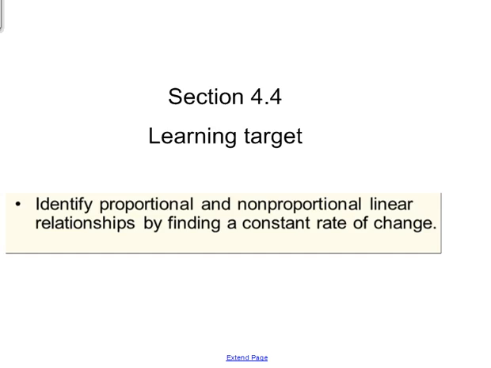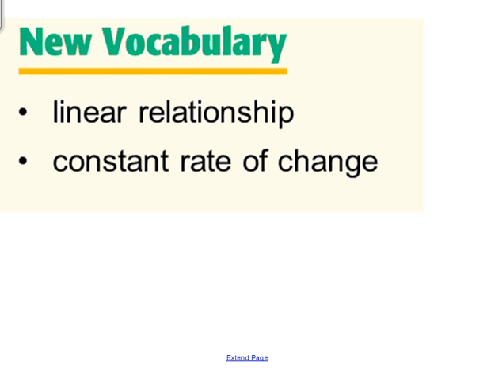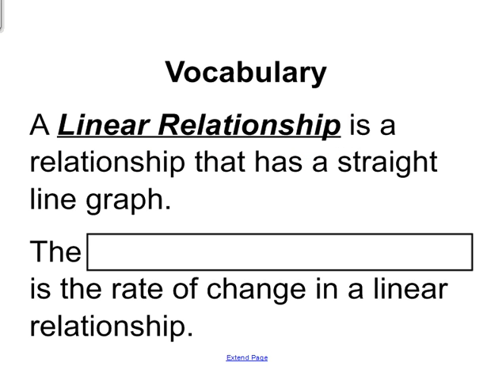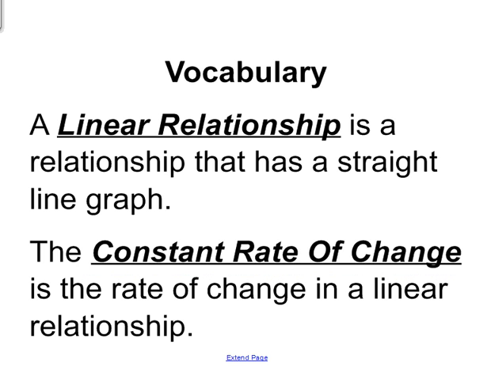A little bit about some new vocabulary words here. We're going to learn a new vocabulary word called linear relationship, and a new word called constant rate of change. Here are those definitions. A linear relationship is a relationship that has a straight line graph. We'll practice with that. A constant rate of change is the rate of change in a linear relationship. So if it is a straight line, then it has a constant rate of change.